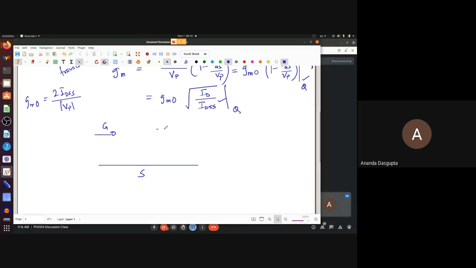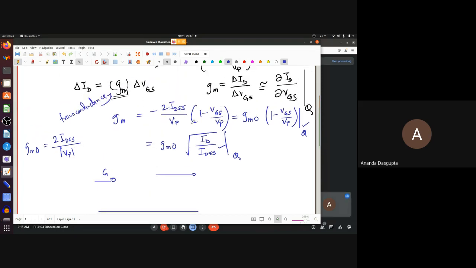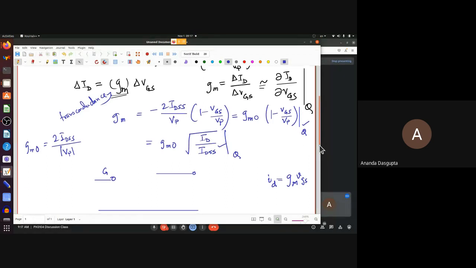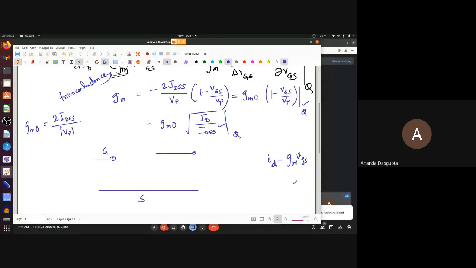On the other hand, between the drain and the source, what do you want? You want this relationship to work. The AC current, small id, will be gm times vgs. Remember, we use small letters to denote fluctuations. The small id is actually delta ID, and small vgs is delta VGS. So this is the relationship that I want to show. So this is your id, and id has to be gm times vgs. So how would you model that?